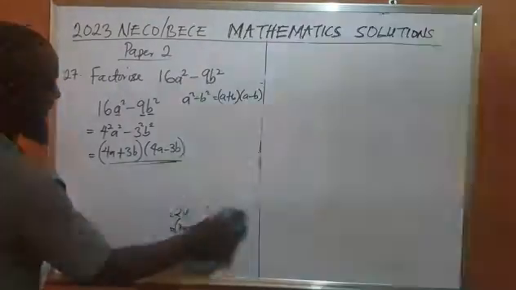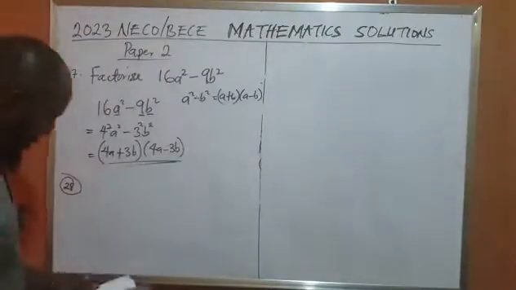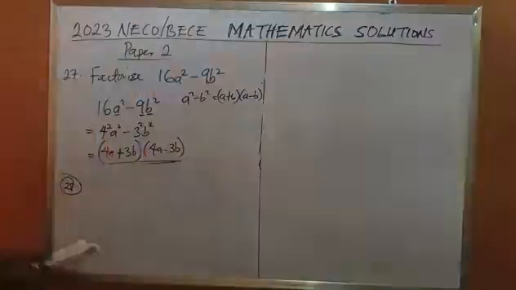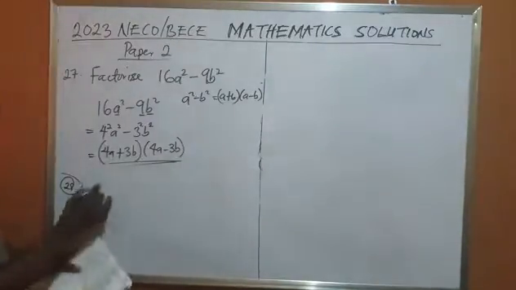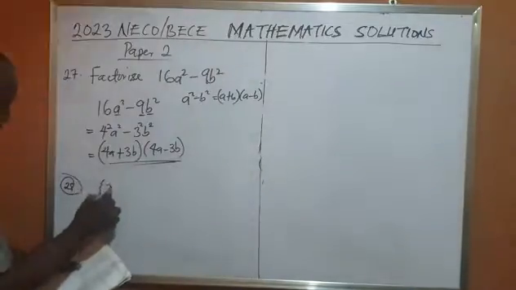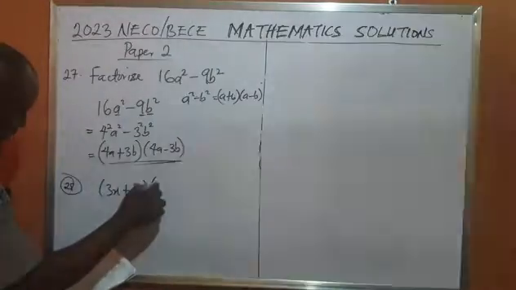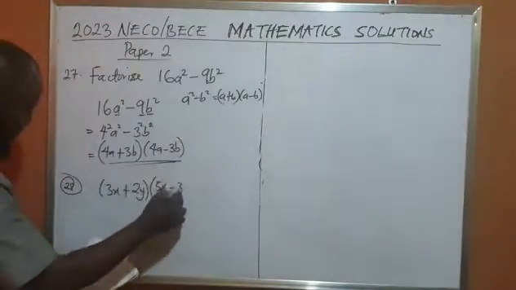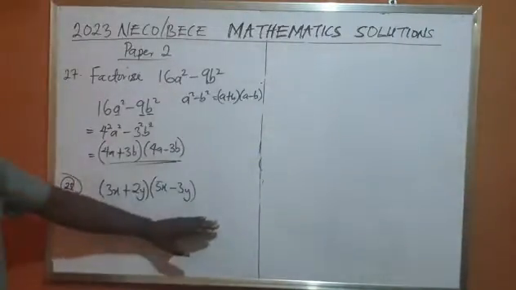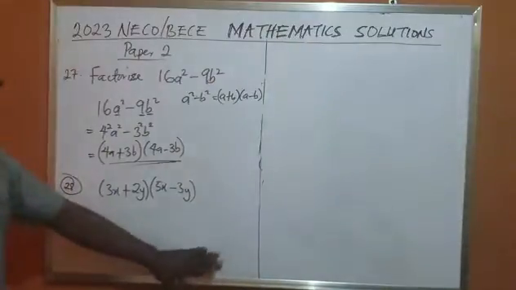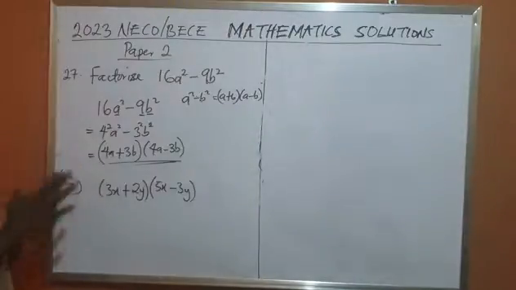Is that clear? So move to the next question, which is question number 28. Find the coefficient of xy in the expansion of this: (3x plus 2y)(5x minus 3y). What the question is saying is that we should expand this and get out the coefficient of xy. So the first task here is for us to expand.